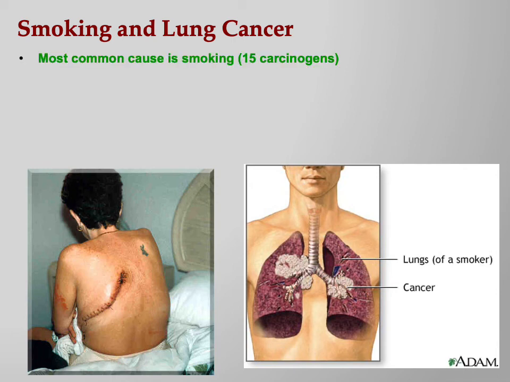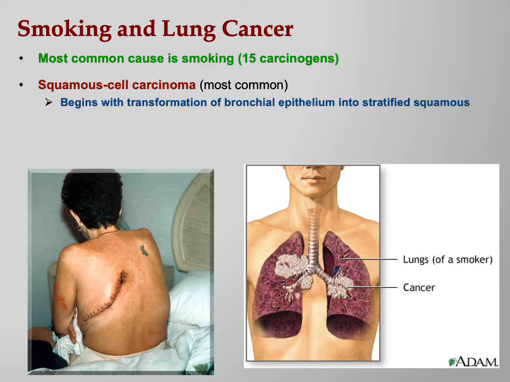And smoking and lung cancer, holy smoke! Most common cause is smoking. 15 different carcinogens in cigarette smoke. Squamous cell carcinoma is the most common one. All right, remember squamous cells? It begins the transformation of bronchial epithelium into stratified squamous epithelium, right? Dividing cells invade the bronchial wall, cause bleeding and lesions and so on.